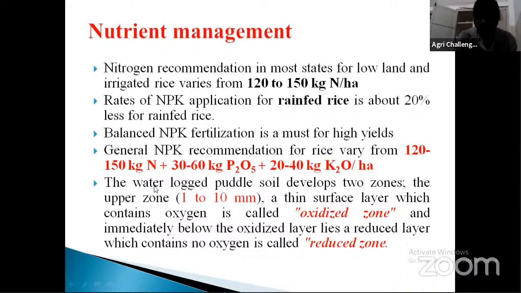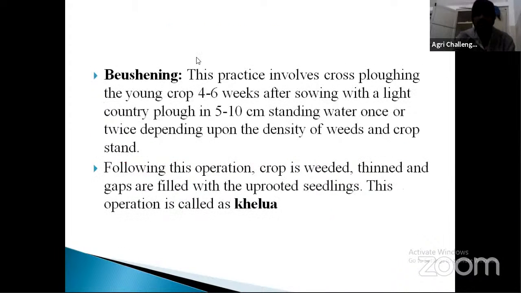In lowland soils, waterlogged puddled soil develops two zones. The first one is the oxidized zone, the top 1 to 10 millimeters thin surface layer, that is about 1 centimeter. It contains oxygen, that's why it is called the oxidized zone. Below the oxidized zone, it will be in a reduced state, that's why it is called the reduced zone. We have already discussed that two types of zones are there: oxidized zone and reduced zone. And ammoniacal fertilizers should always be applied in the reduced zone, and nitrate fertilizers should always be applied in the oxidized zone.